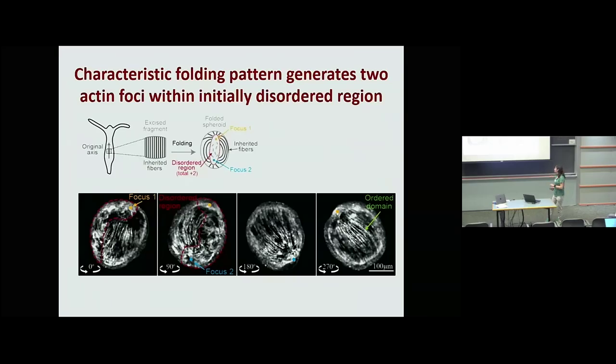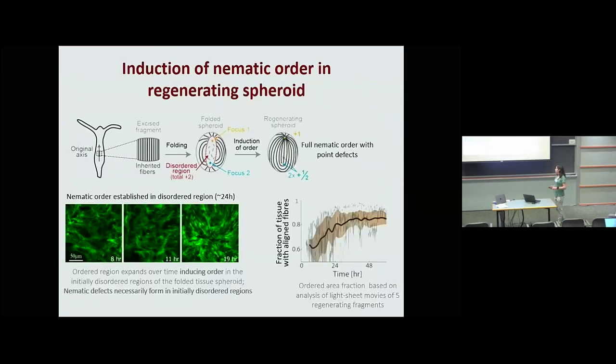organization of fibers. And so what happens next is that over roughly 24 hours, nematic fiber organization begins to appear also in these initially disordered regions. And now defects appear, and the defects appear exactly at these early foci that we identify in the organization of the fibers. So these are the regions marked in these schematics with the yellow and the blue dots.